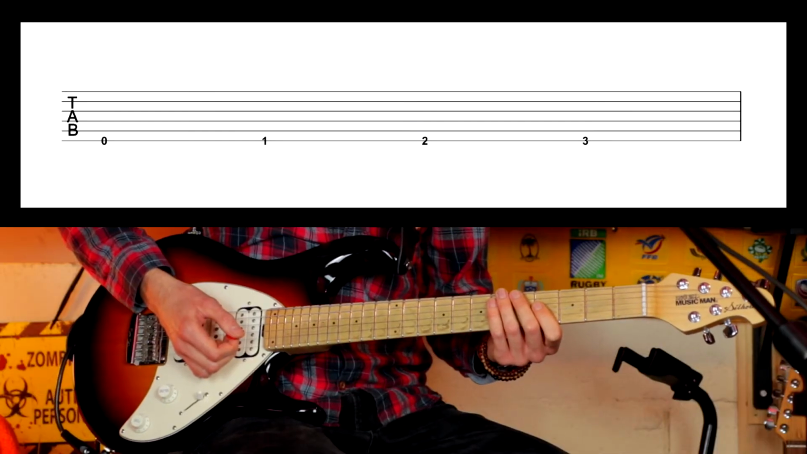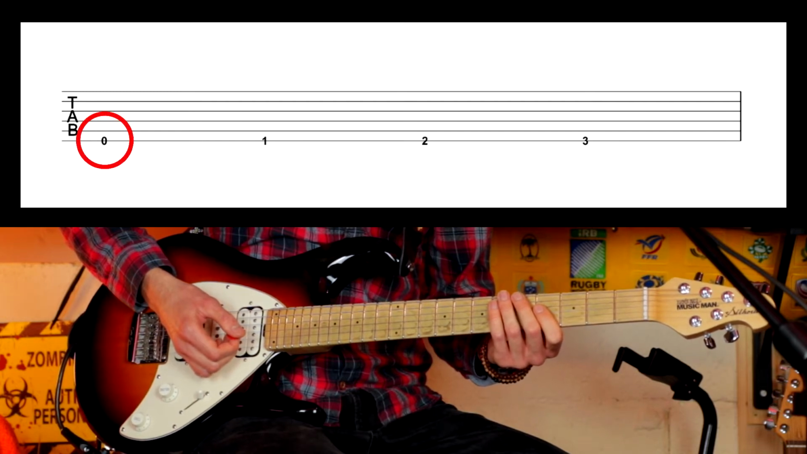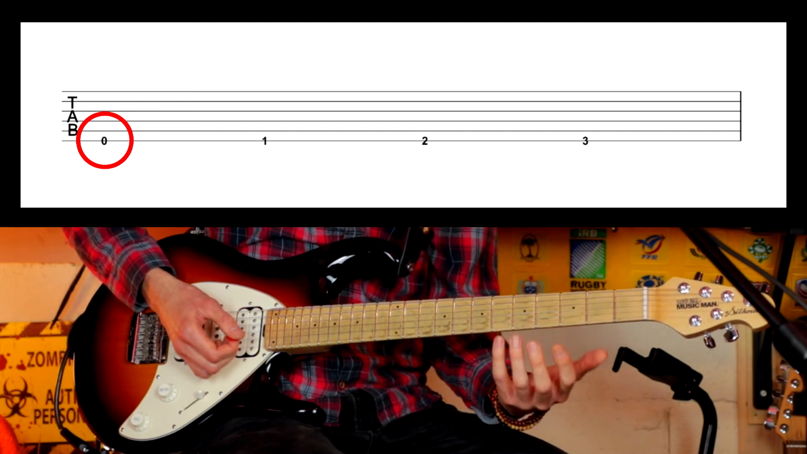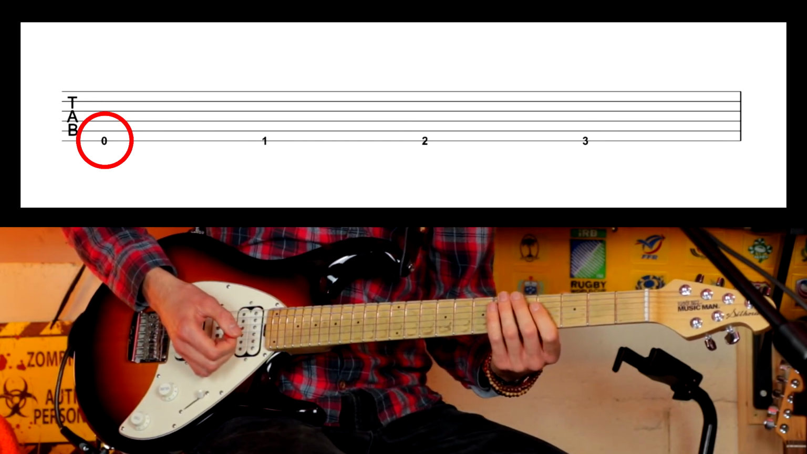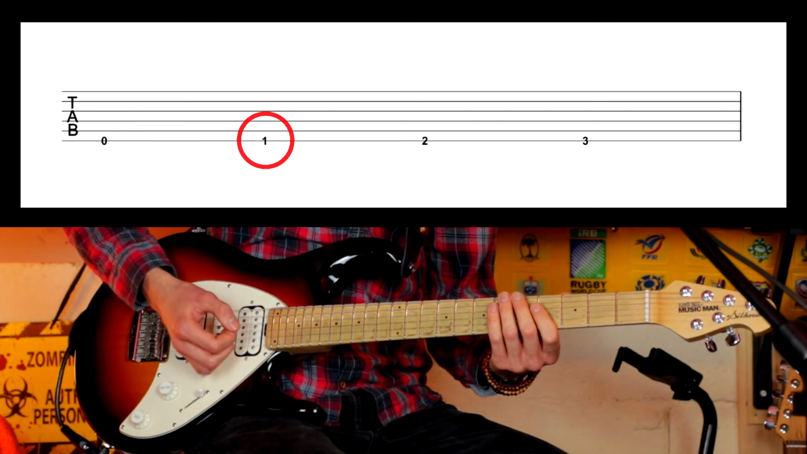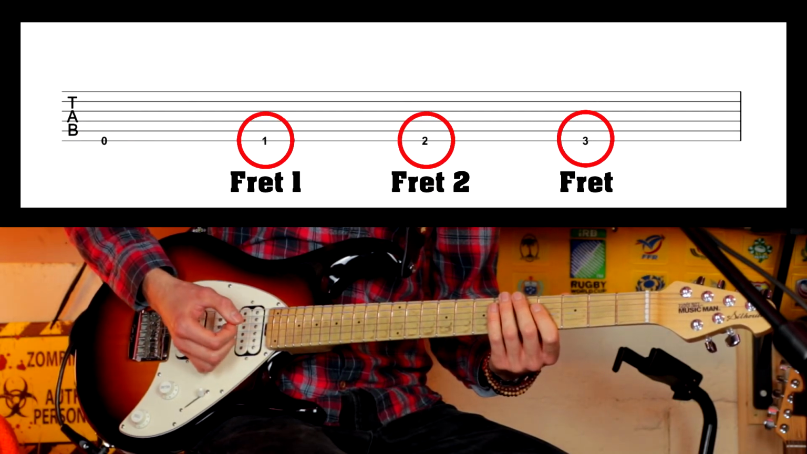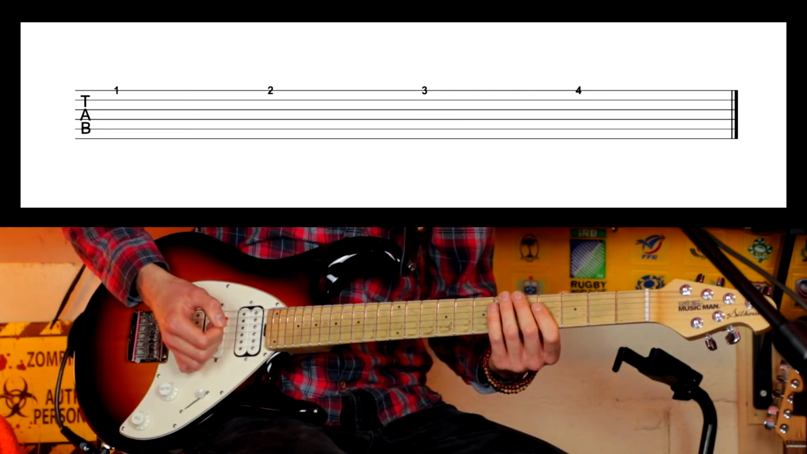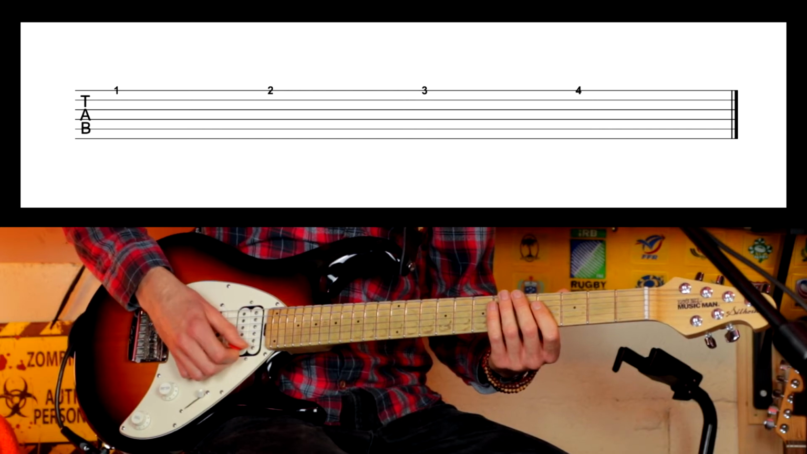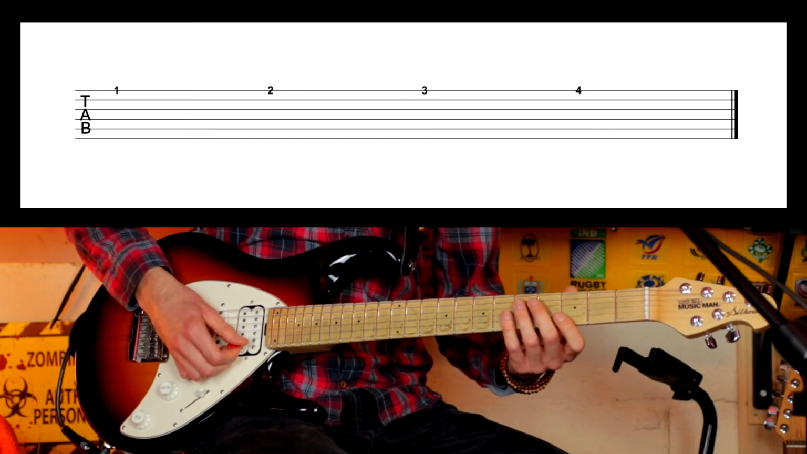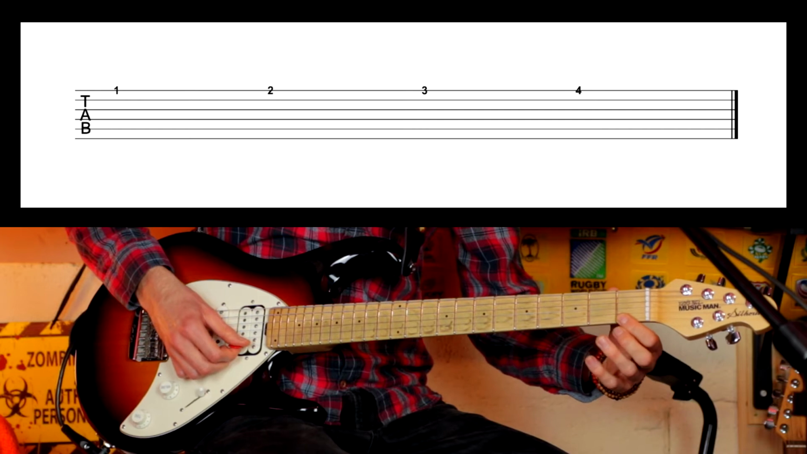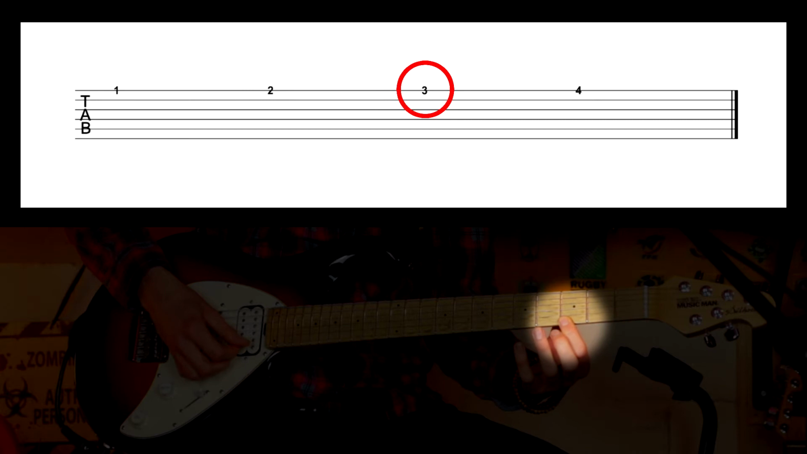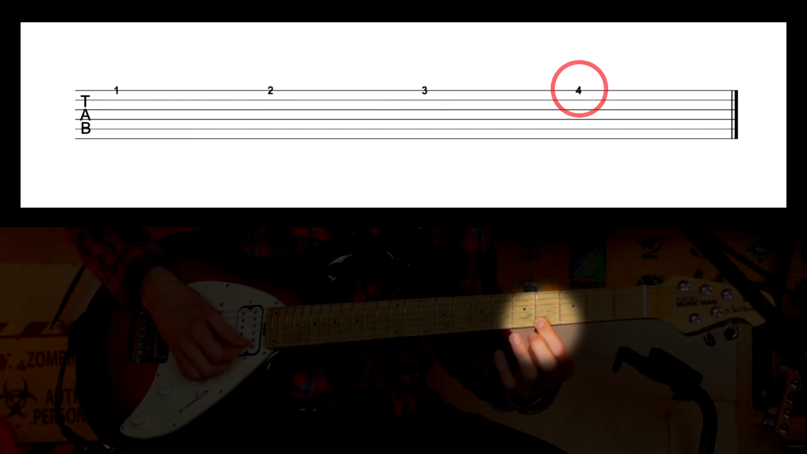Next, we have the numbers that appear on each string. If we see a 0 on a string, that means that we don't have to use our fretting hand to fret any notes. We can simply pluck the open string. However, when we see any other number on a string, we know that's the number of the fret we're supposed to play. So, we can see written here, we have the numbers 1, 2, 3 and 4 on the high E string. That means on the guitar, we play fret 1, then fret 2, then fret 3, and then fret 4.